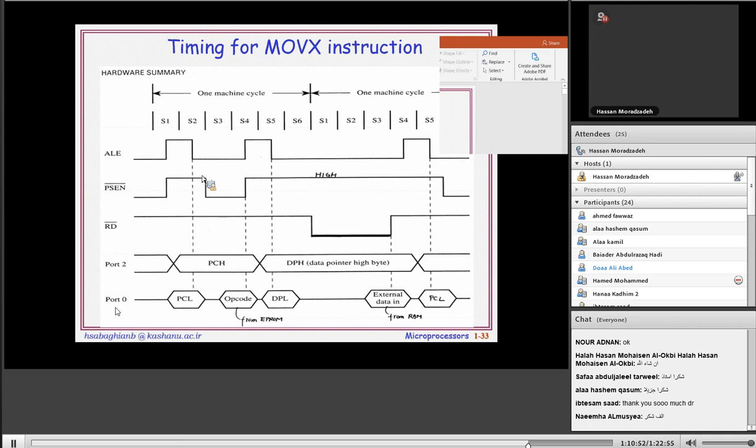Port 0 is time sharing. PCL here, data, opcode, this is address, this is data, this is address, DPL, data pointer low, this is data. In the read cycle, this is external data in. In this slide we said that P2 and P0 have some tasks shared beside port function, address bus and data bus. In P2 we only have address bus beside port function. In P0 we have three functions: port 0, address bus, and data bus. Okay, go to the next slide.